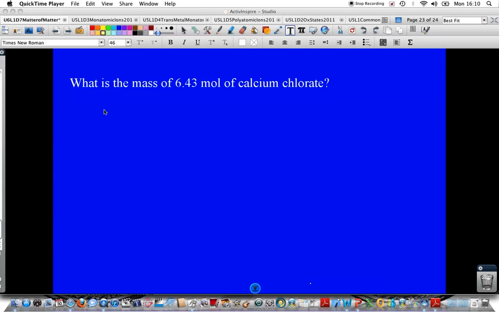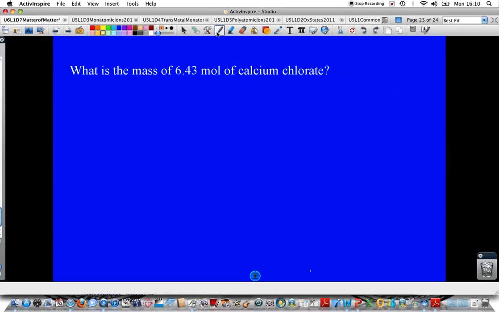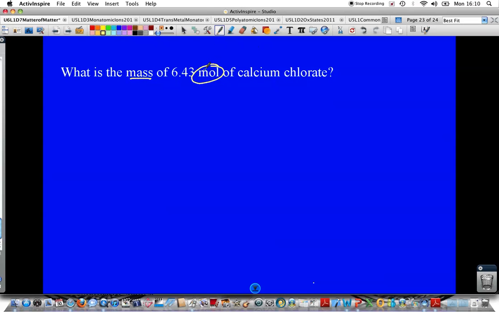This video is on how to calculate the mass of a sample if we're given the number of moles. So we're looking for the mass, and we're given the moles, so we're converting from moles to grams, and the way that we do that is we use the molar mass. So we're going to use the molar mass to convert from moles to grams or grams to moles. And so the first thing I've got to do is figure out what my chemical is.